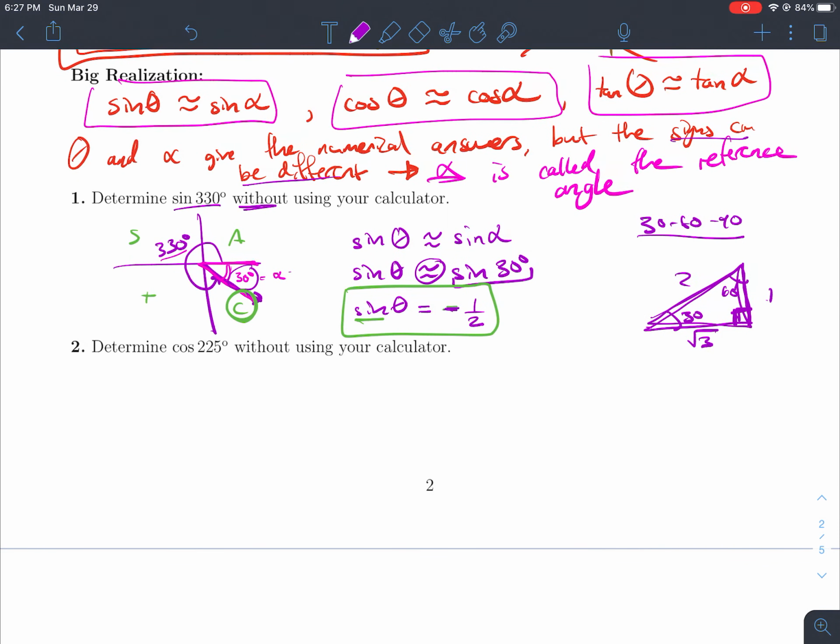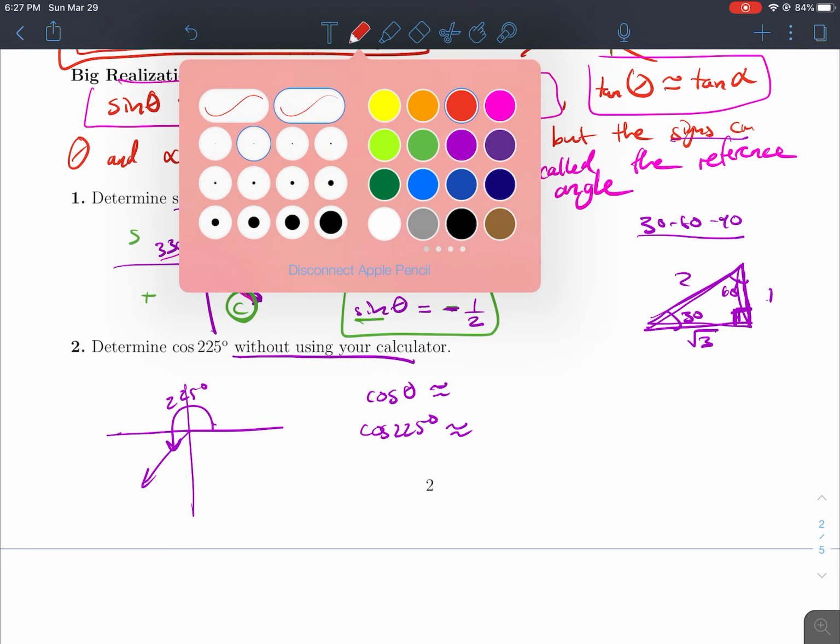Determine the cosine of 225 degrees without using your calculator. All right, so we graph this one. Same procedure as last time. Cosine of 225 is in the third quadrant. Now we need to find the cosine of theta. But we know that theta is 225 degrees. We know that that's going to be really similar to the cosine of the reference angle.